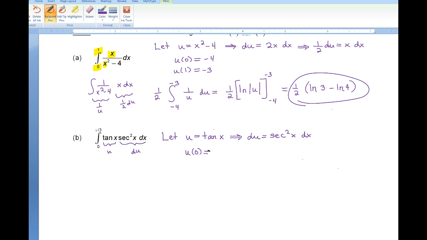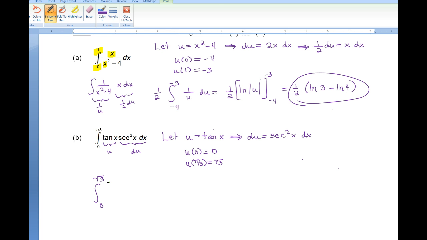So if u is tangent, what would be tangent of 0? And the next one is 1. No. What's tangent of pi over 3? Root 3. Unit circle. Okay, so let's rewrite it. 0 to root 3.